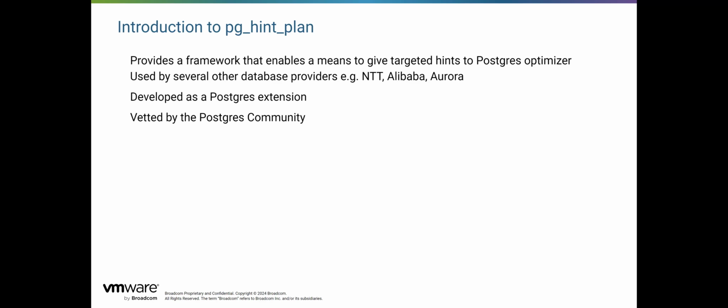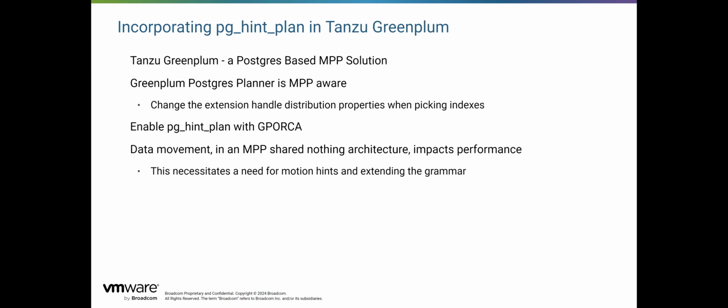So pg_hint_plan is a well-tested framework. It is built for the Postgres optimizer or any Postgres-based solution, and many other competitors have used it. What we wanted to do next is take pg_hint_plan, an established extension for Postgres, and see how we can make it MPP for Greenplum. We wanted to work on how hints interact with motions and redistribution in a shared-nothing database like Greenplum.